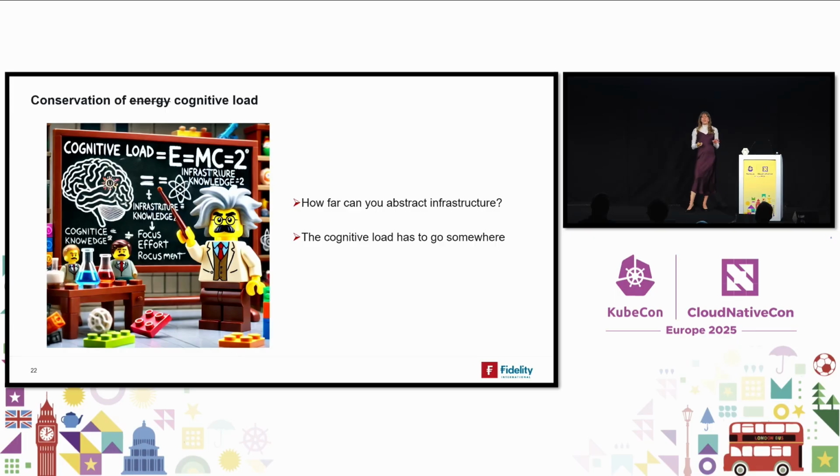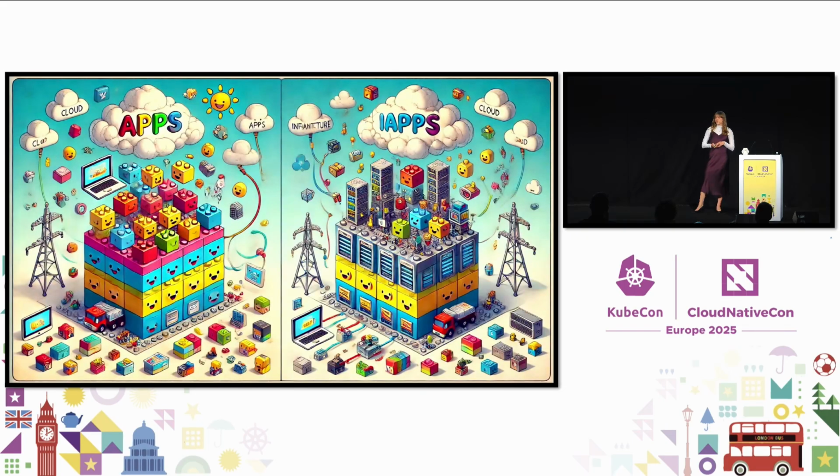Right. So I have a background in physics, and it's tradition for me to get some mention of physics into my talk. So I'm coining this not the conservation of energy, but instead the conservation of cognitive load. Now, that probably sounds a little bit counterintuitive because we want to get rid of cognitive load. But what I'm saying is, much like energy, it can neither be created nor destroyed. So how far can we actually abstract our infrastructure? Because that cognitive load has to go somewhere.